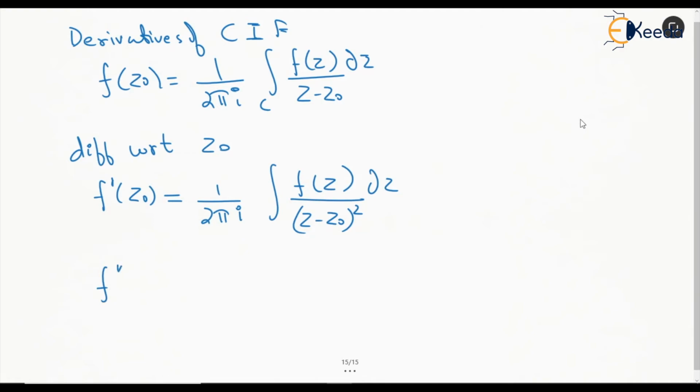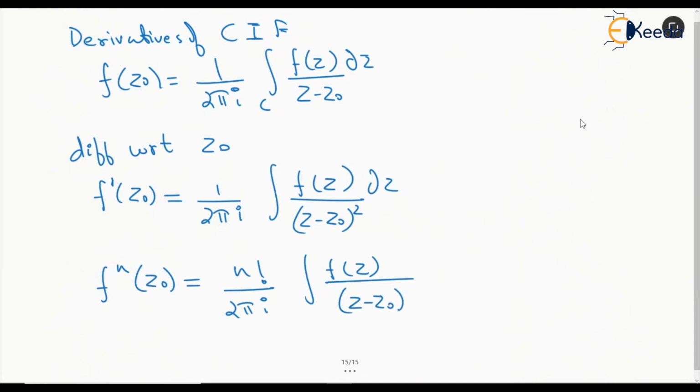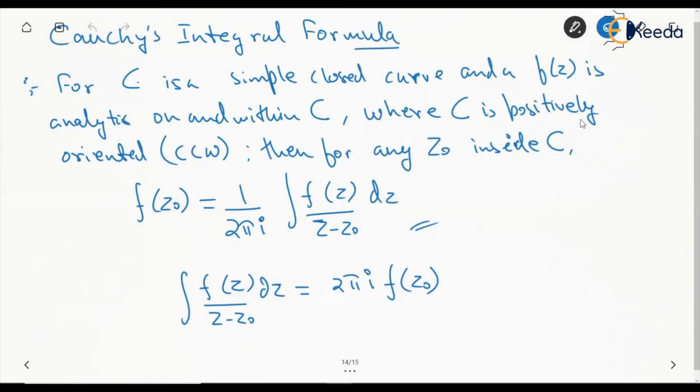In general, the nth derivative of the function at z naught will be given as n factorial by 2 pi i times the integral of f of z by z minus z naught to the power of n plus 1 dz. So this is the derivative of the Cauchy's integral formula, which can be found by nth derivative, right? So these two equations are to be used in most of the questions. This n will be 0, 1, 2, and so on, right? We are going to use both the equations of Cauchy's integral formula, although both are same, this is just a difference of presenting it, which is important because the questions might be presented in that way.